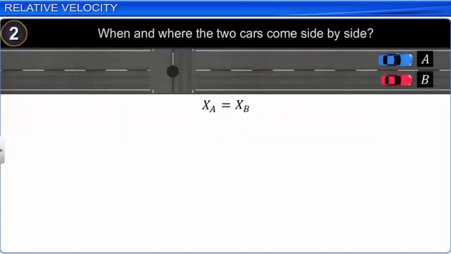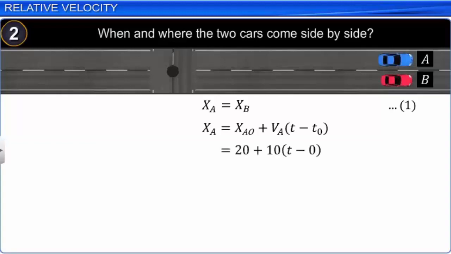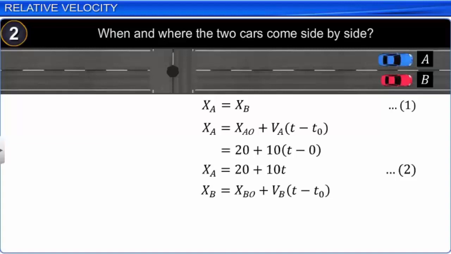Here, XA is equal to XA0 plus VA into (t minus t0). By substituting and simplifying, we get XA equal to 20 plus 10t. This is equation 2. Similarly, XB is equal to XB0 plus VB into (t minus t0). By substituting and simplifying, we get XB equal to minus 40 plus 20t. This is equation 3.